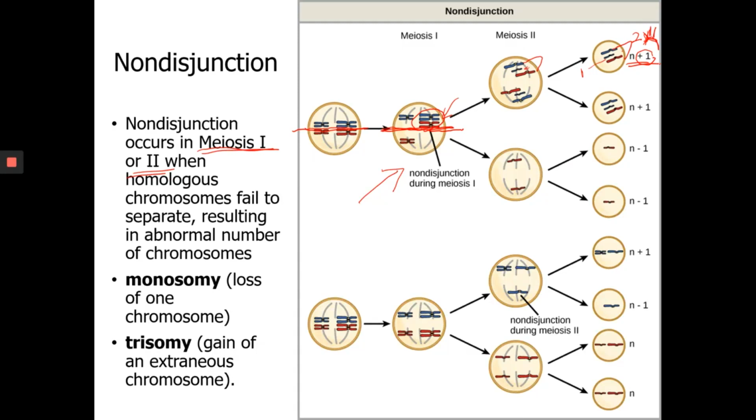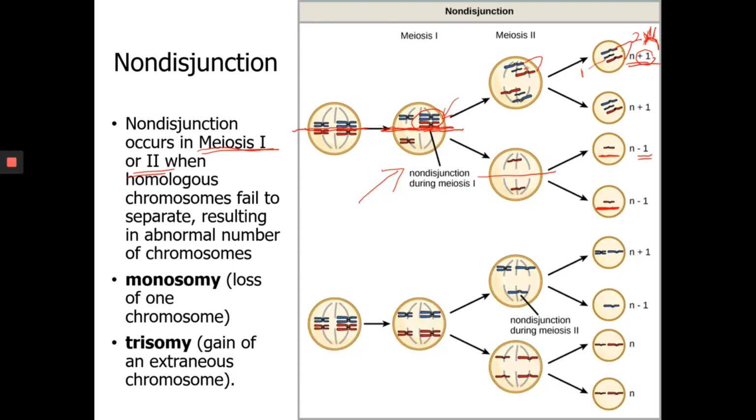Now for the other cell, you are 1 chromosome short, right? Instead of 1 chromosome in each cell, you should have a big one. So you should have 2. But right now, because of the nondisjunction in meiosis I, you only have 1 instead of 2. So you're 1 short. So the number is n minus 1. Okay, so this is a nondisjunction in meiosis I.